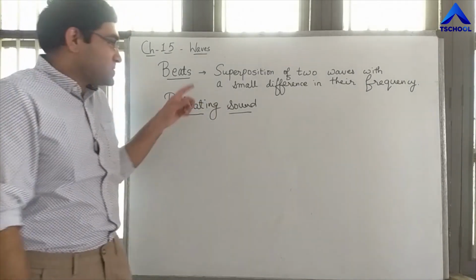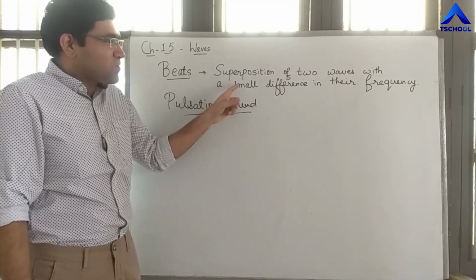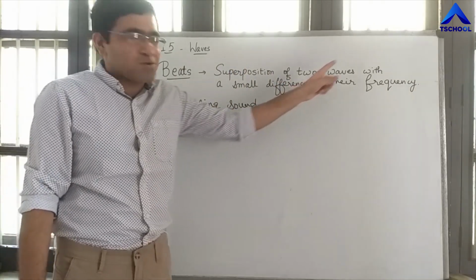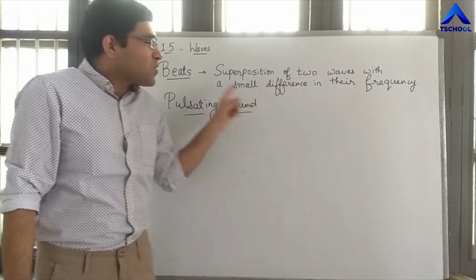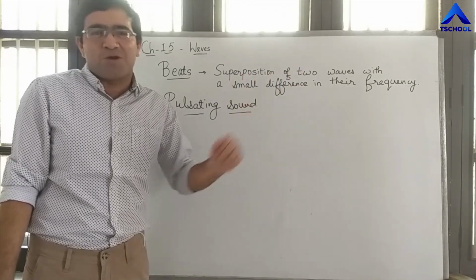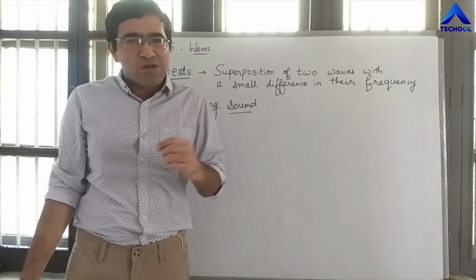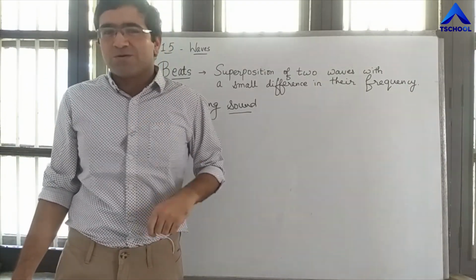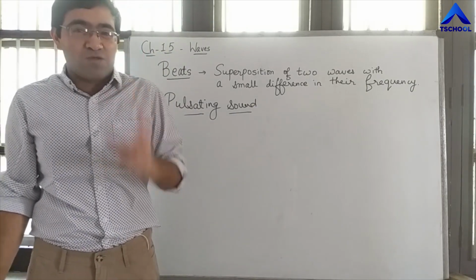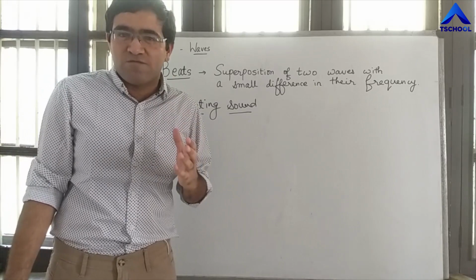First of all, we are going to see its definition. The definition of beats is as follows. It is a phenomena that occurs due to superposition of two waves with a small difference in their frequency. So let's say there is a sound of frequency 500 hertz and there is one more sound of frequency 499 hertz. You can see the frequencies are different by 1 hertz. So that's a small difference.